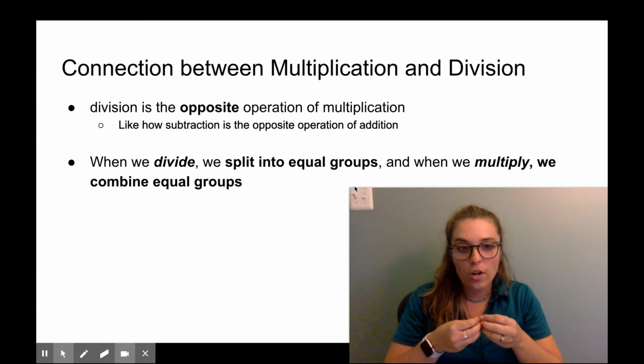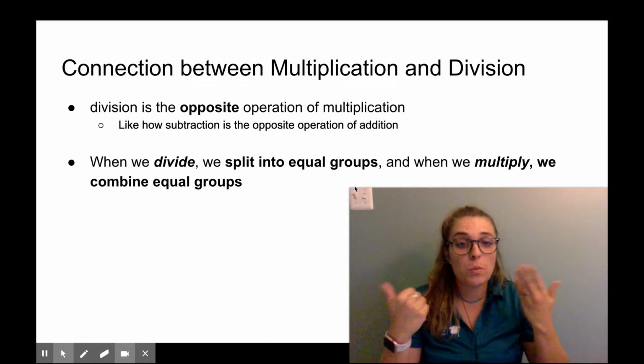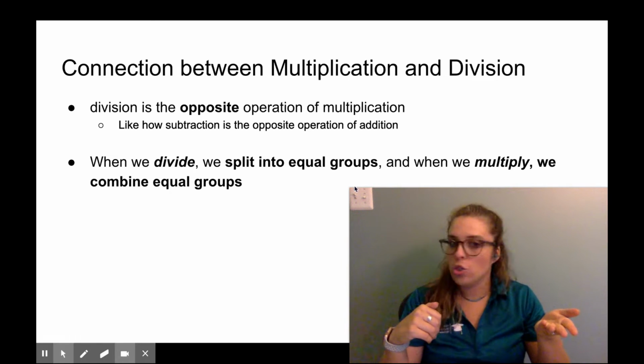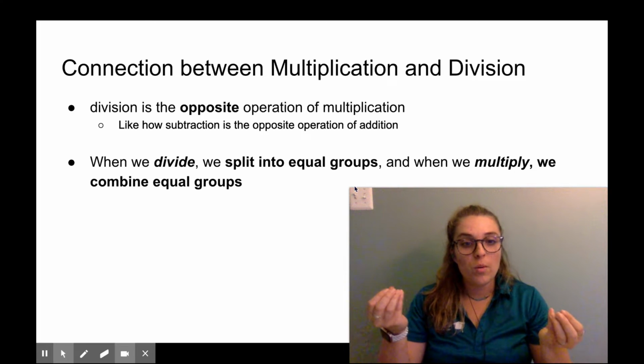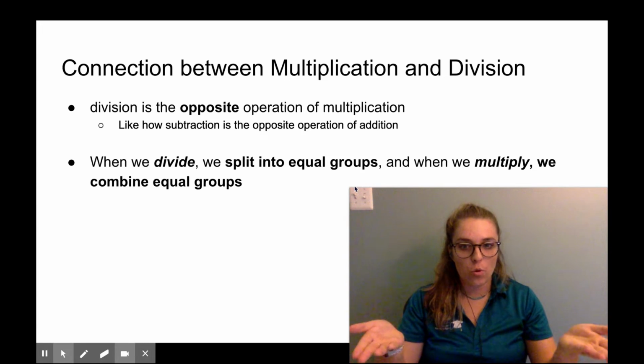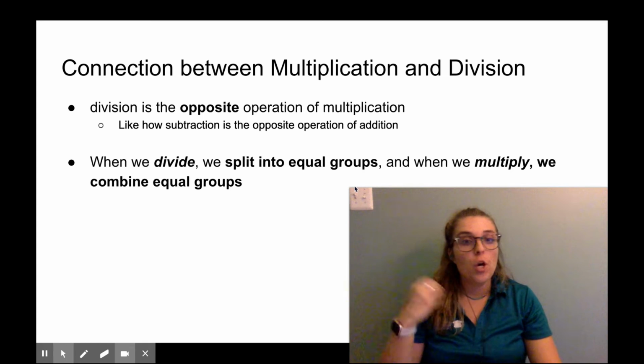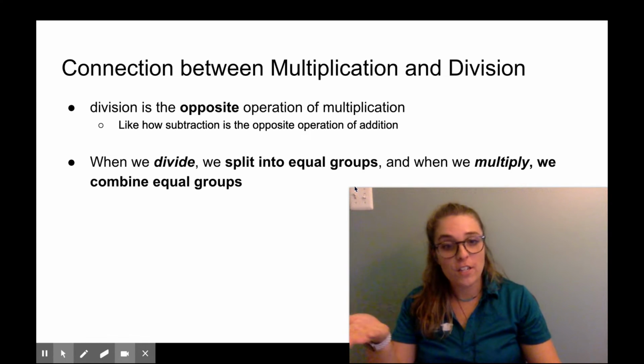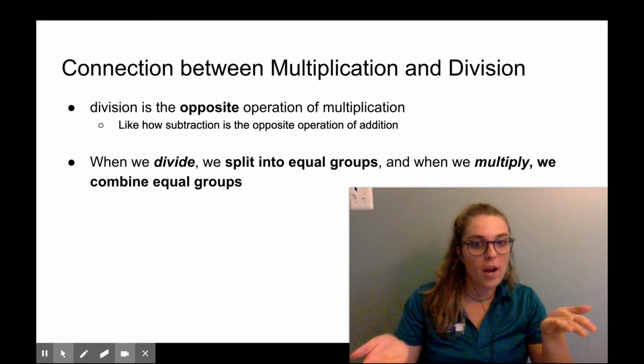In multiplication, the part that we need to figure out is the total. So we know the number of groups, we know how many go in each group, but we don't know the total. So we can be using those same factors to find the total. In division, we can be using those same factors to help us find whatever factor we're missing.